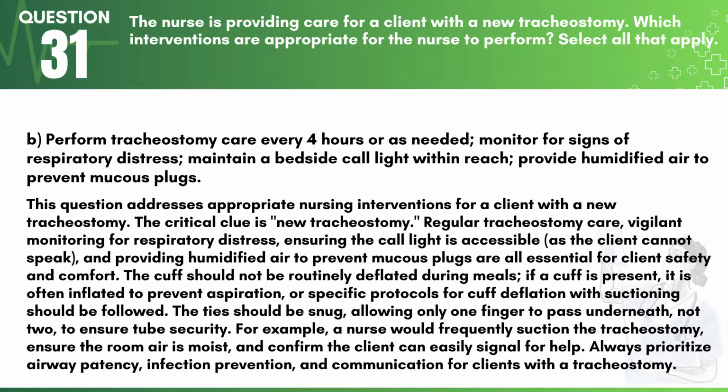The cuff should not be routinely deflated during meals. If a cuff is present, it is often inflated to prevent aspiration, or specific protocols for cuff deflation with suctioning should be followed. The ties should be snug, allowing only 1 finger to pass underneath, not 2, to ensure tube security. For example, a nurse would frequently suction the tracheostomy, ensure the room air is moist, and confirm the client can easily signal for help. Always prioritize airway patency, infection prevention, and communication for clients with a tracheostomy.